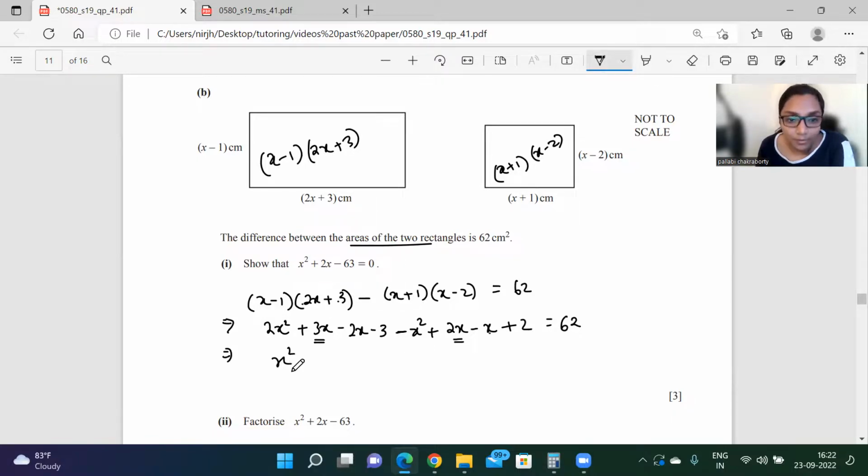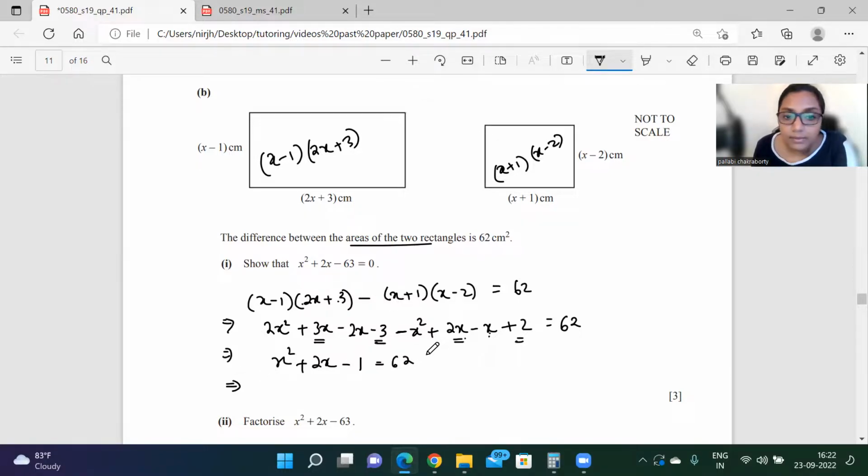So you add both of them, you get a 2x, right? So again, I'll repeat, 3x minus 2x is x. And 2x minus x is also x. You add both of them, so you get 2x. So I'm adding the like terms now. Then I'm left with minus 3 and a plus 2. So it gives a minus 1, which is equal to 62.